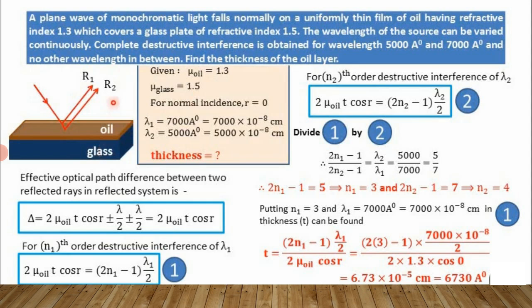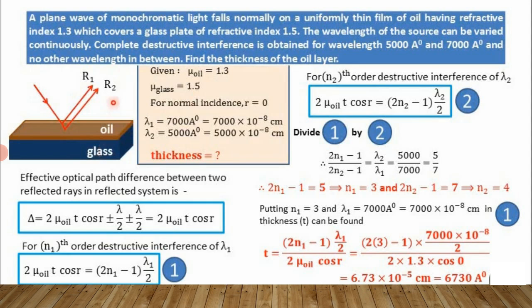So what is the problem? We have a plane wave of monochromatic light falling normally on a uniform thin film of oil having refractive index 1.3, and this thin film is also covering glass with refractive index 1.5. The wavelength of the source is varied continuously. Then we have to find the thickness of the oil layer. So given, refractive index of oil is 1.3, refractive index of glass is 1.5.